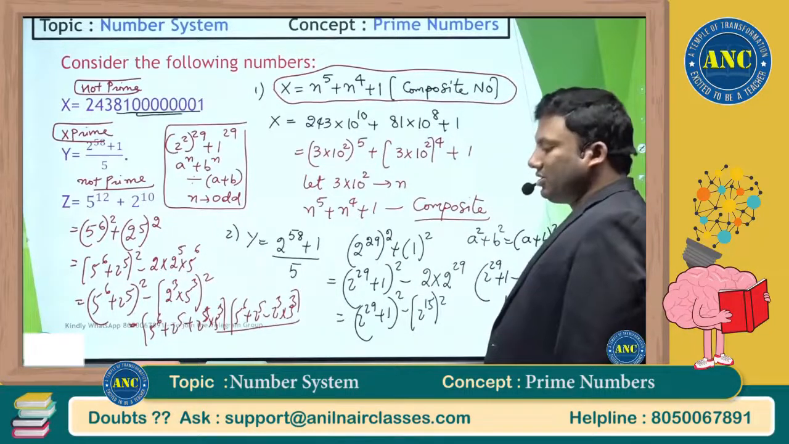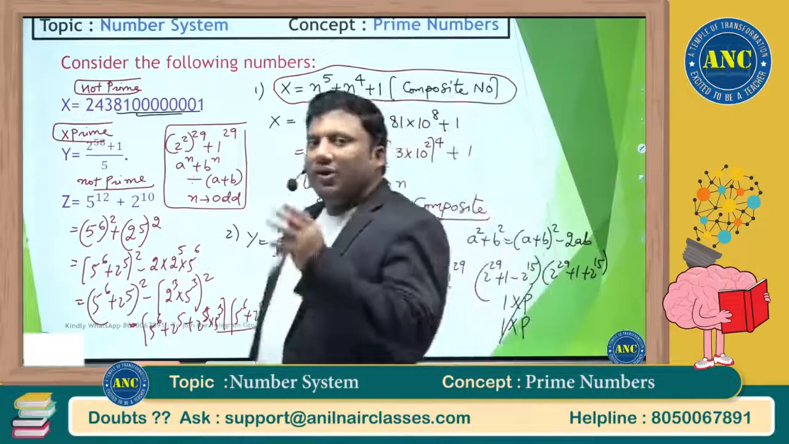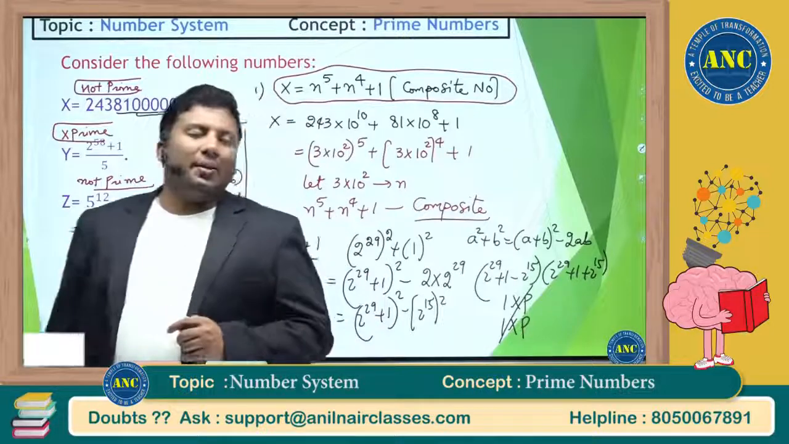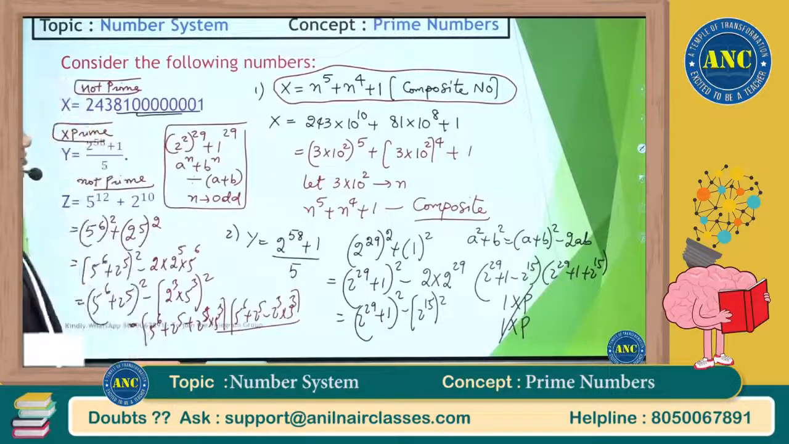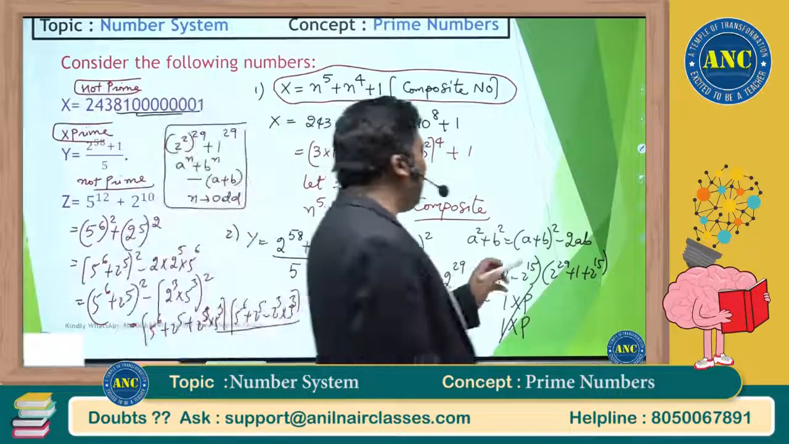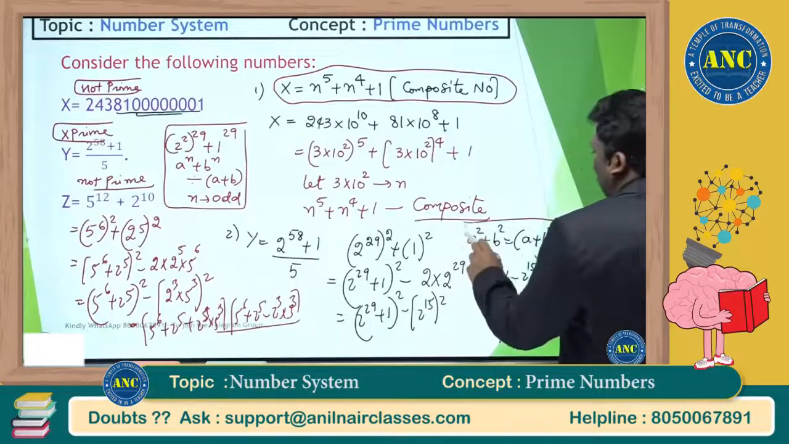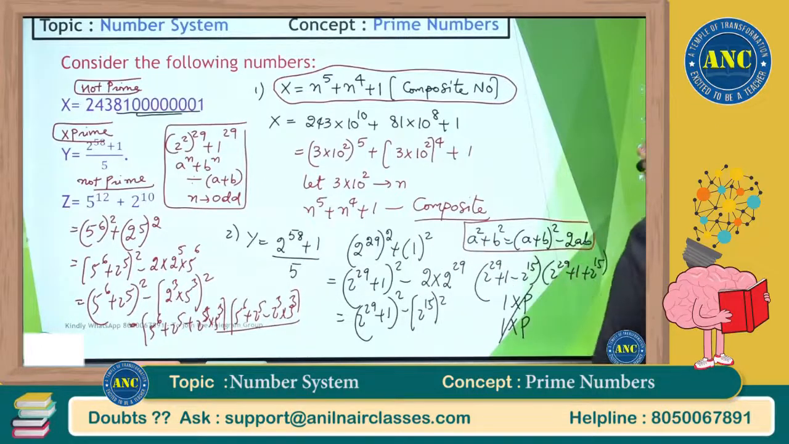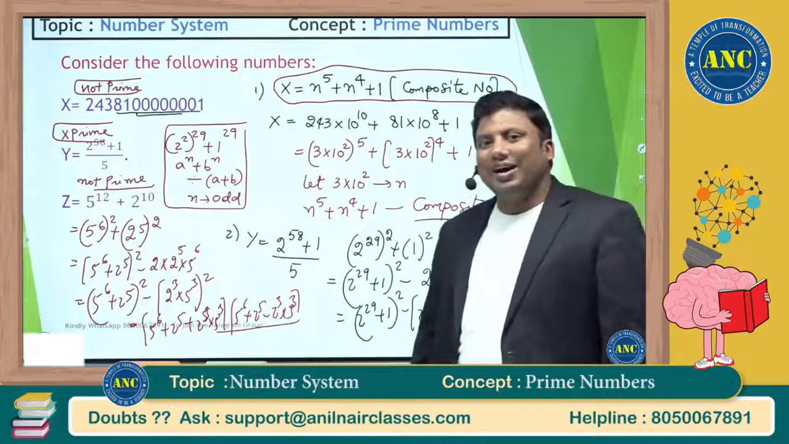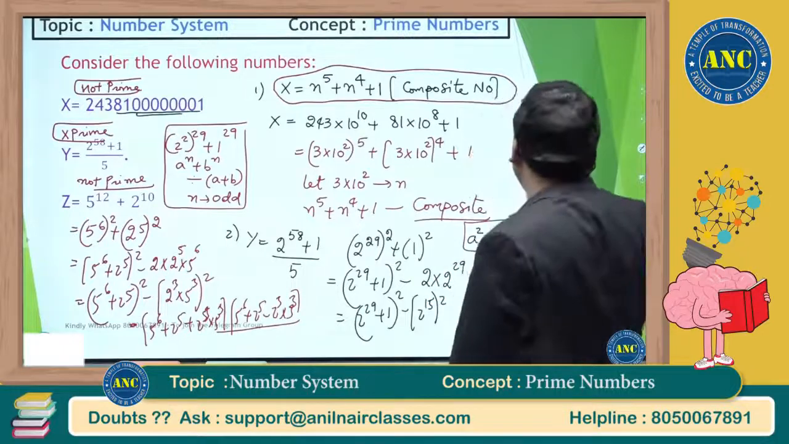N power 5 plus n power 4 plus 1. Any question which is of the form n power 5 plus n power 4 plus 1 is a composite number. If it is a square plus b square, write down the number and try to check whether a number is a prime or a composite. Second question as well as third question. I hope the idea is clear.